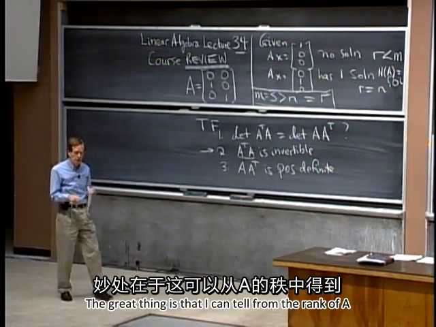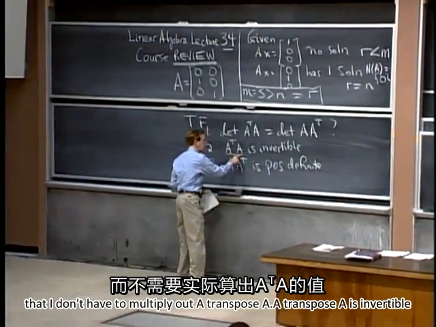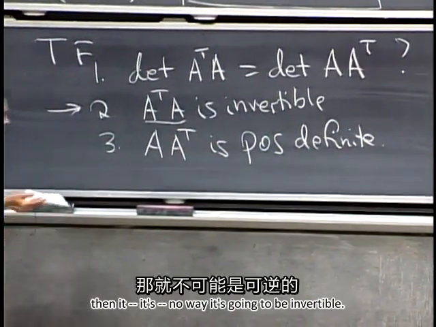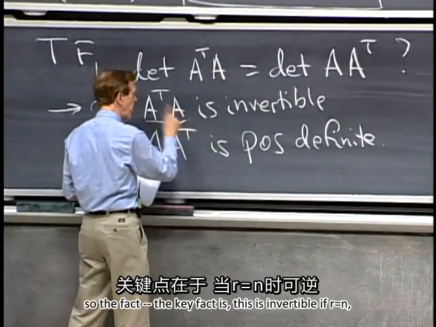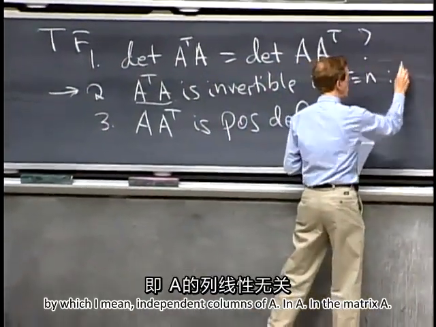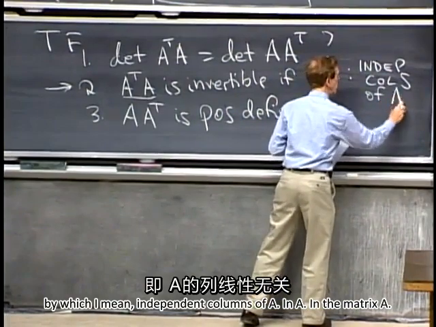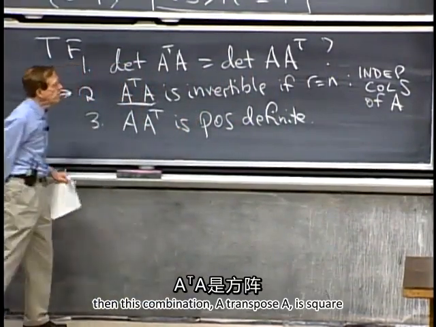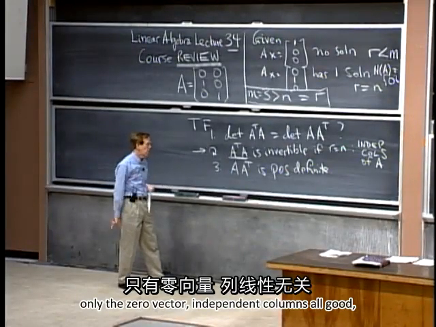The great thing is that I can tell from the rank of A that I don't have to multiply out A transpose A. Well, if A has a null space other than the 0 vector, then it's no way it's going to be invertible. But the beauty is, if the null space of A is just the 0 vector, so the key fact is this is invertible if R equals n, by which I mean independent columns of A. If the matrix A has independent columns, then this combination A transpose A is square and still that same null space, only the 0 vector, independent columns, all good.